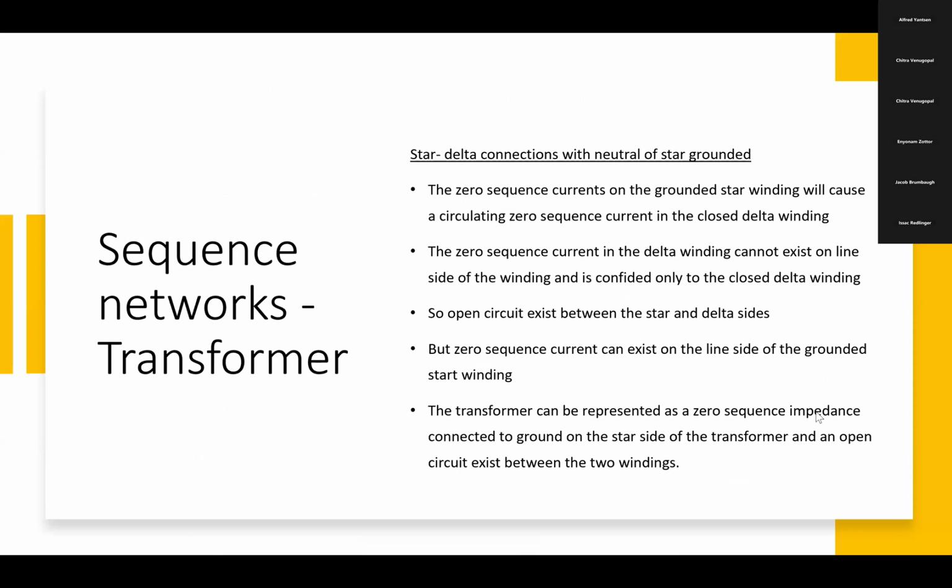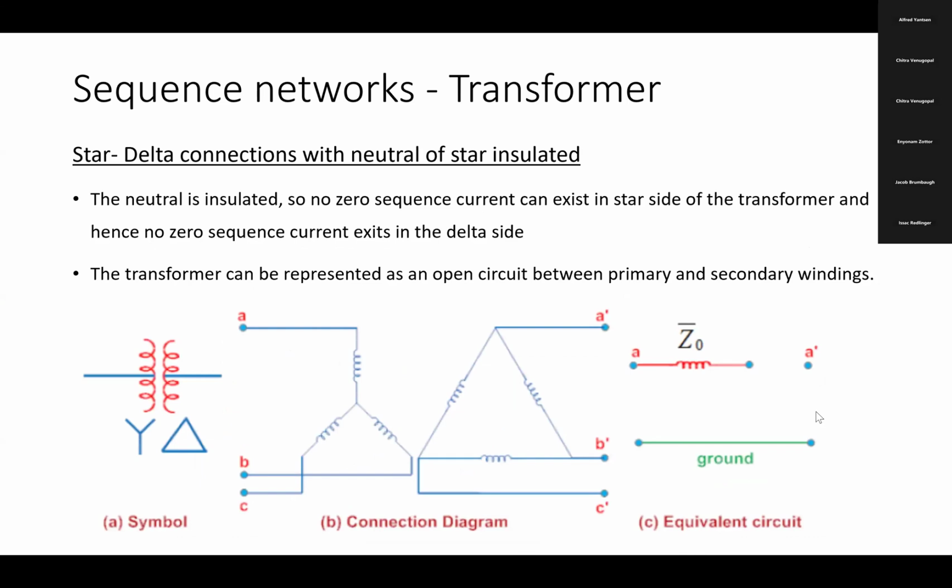Okay. So now we are moving on to the star-delta combination. Primary is connected in star, secondary is connected in delta. So there is no ground here. The primary has all three phases connected together, so you have to represent it with the zero sequence, whereas there is no ground on the delta side. So delta, just leave it open.